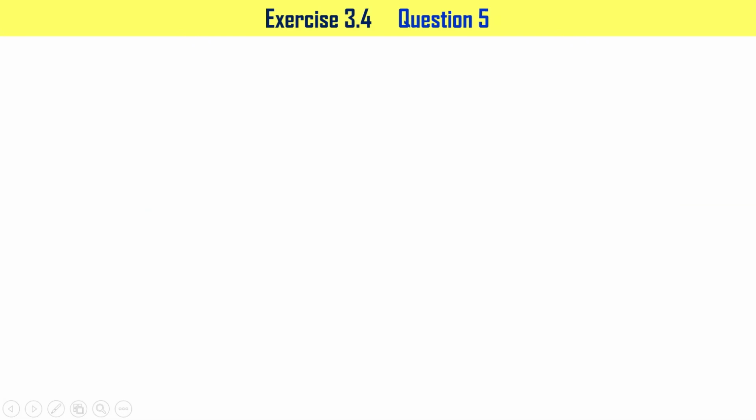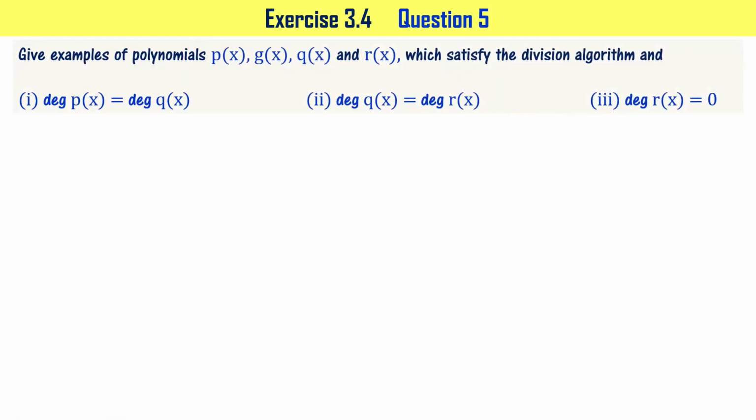Question number 5 is, give examples of polynomials p of x, g of x, q of x and r of x which satisfy the division algorithm and the constraints given here. The first constraint is degree of p of x has to be equal to degree of q of x. The second requirement is degree of q of x equal to degree of r of x. And the third requirement is degree of r of x equal to 0. Let's start with the first problem, first part.